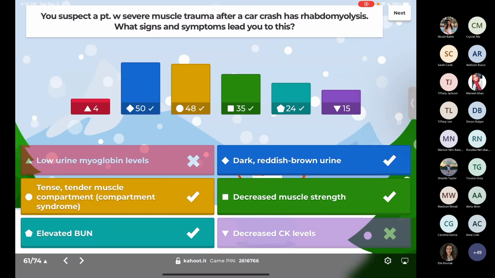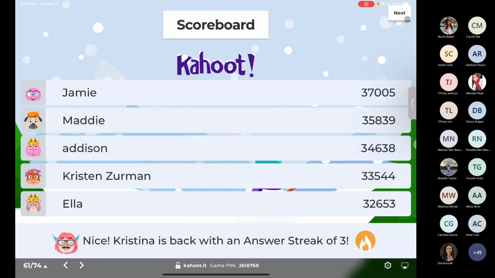Good job, guys. So again, rhabdomyolysis really does impact the kidneys, so that's why we're seeing this elevated BUN. Additionally, they're going to have increased urine myoglobin levels because they're actually peeing out some of the tissue that's accumulating. That's also why we see that red-brown urine, decreased muscle strength, etc. And they would have elevated CK levels.